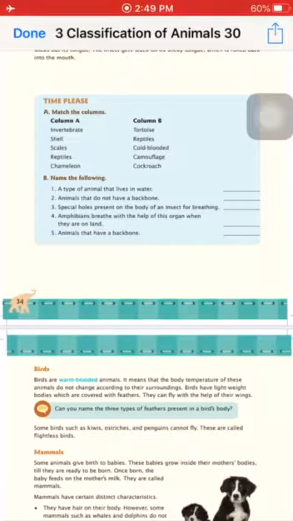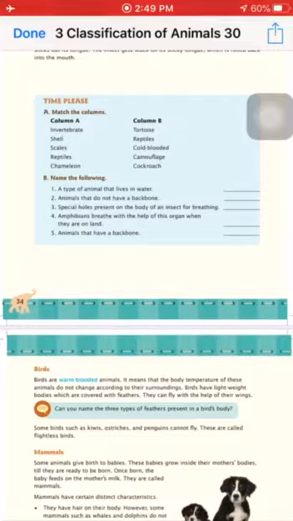Next is shell. Shells are present on the surface of a tortoise. Next, scale. Scales are present on the surface of reptiles, for example a crocodile or snakes. Next is reptiles. Reptiles are cold-blooded animals. Chameleons are camouflaged because they change their color according to their surroundings.